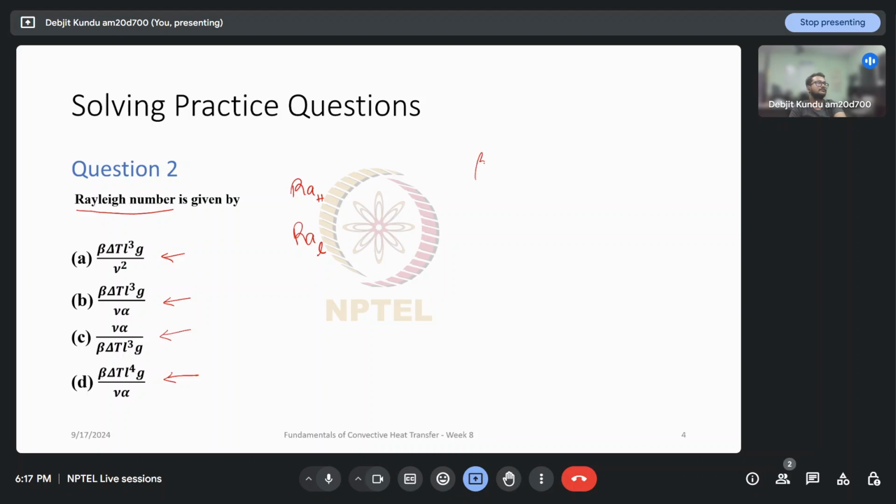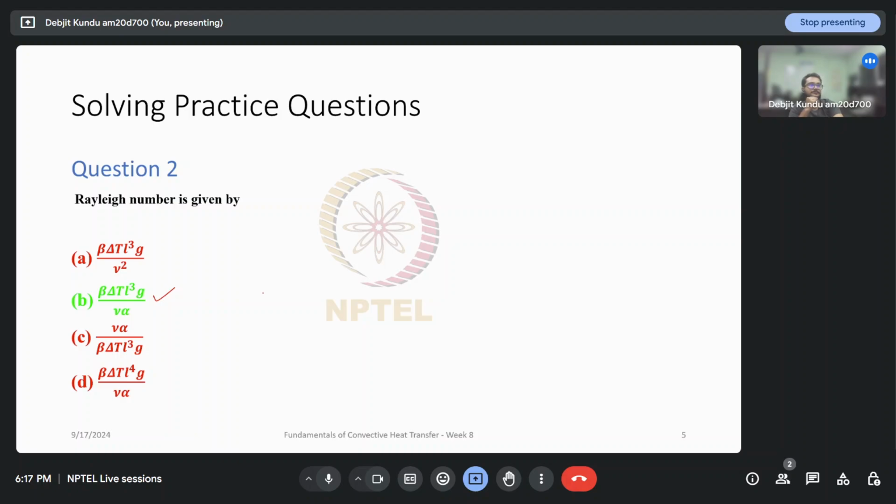So I'll just quickly go through them. Beta is the coefficient of bulk expansion. Delta T is the temperature difference. L is the characteristic length scale. G is the acceleration due to gravity. Nu is the momentum diffusivity, also known as the coefficient of kinematic viscosity, and alpha is the thermal diffusivity of the material. Okay, so let's take a look at the solution. It's actually option B, this one.